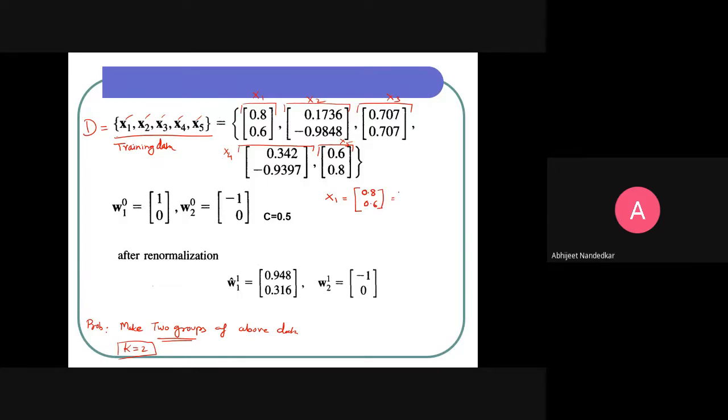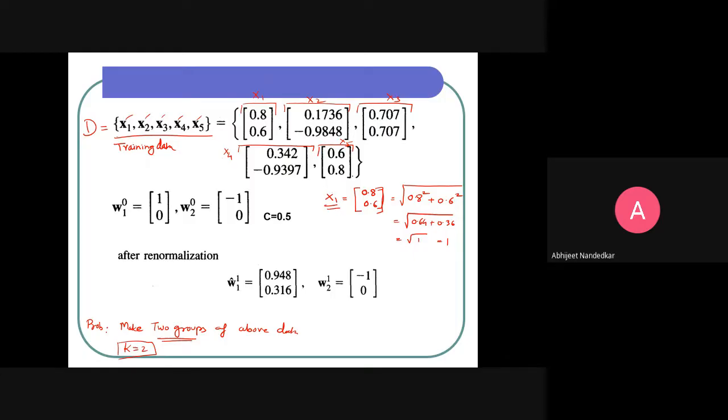Then the first step for me is to check whether this is normalized or not. Normalized or not means I have to check the length of this. So I take the square root of 0.8 square plus 0.6 square, that is 0.64 plus 0.36, so it will be square root of 1, which is 1. Okay, so that means this x1 is already normalized.